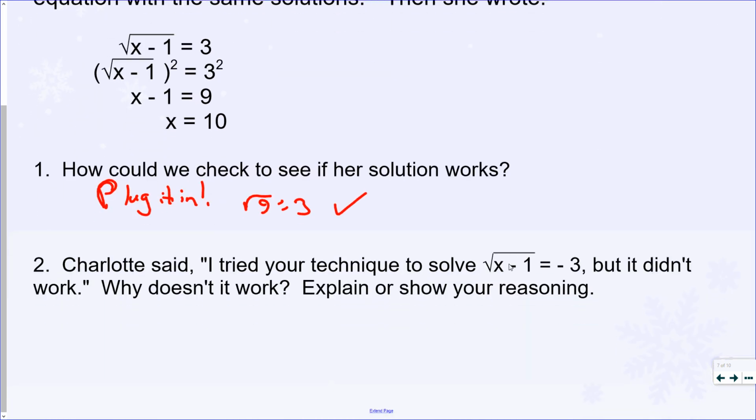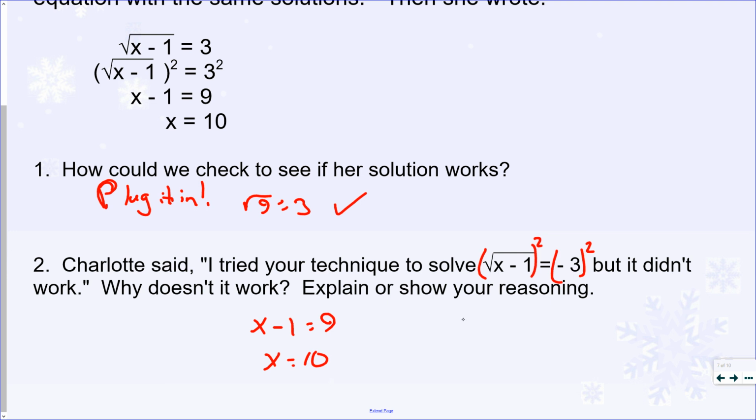Okay, what about this one? Square root of x minus 1 equals negative 3. You might already be able to tell that, didn't we just say that roots can't be negative? Yeah. Because here's the problem. You can still solve it, right? Because you could square both sides, but then you get x minus 1 equals negative 3 times negative 3, which is 9. You add the 1, and you still get x equals 10.